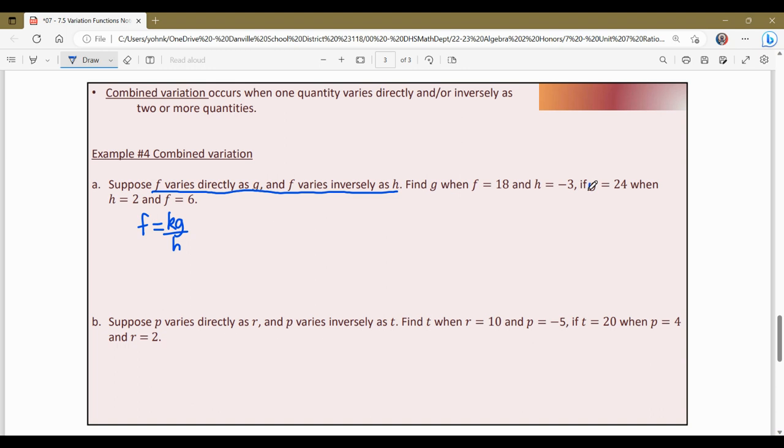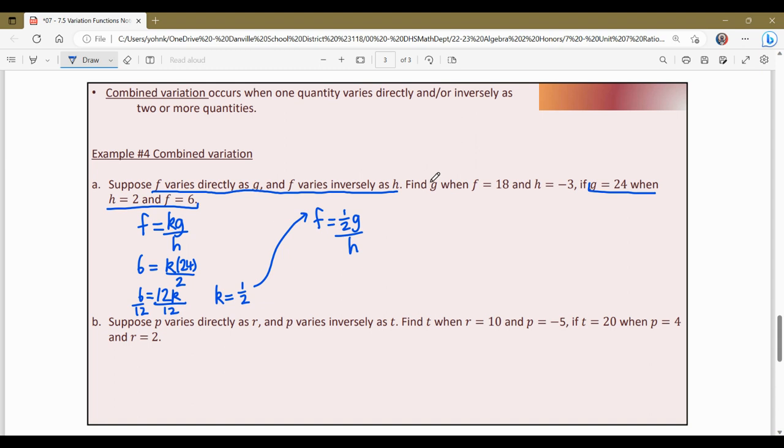Looks like the second half of my sentence is going to help me find my k. So my f is 6 equals k times g, which is 24, over h, which is 2. So now I can either multiply both sides by 2, or I can simplify the right side and get 6 equals, well, 24 divided by 2 is 12k. Divide both sides by 12, and I get k equals 1/2. It's kind of weird that you get a fraction, but it's totally fine. F equals 1/2 g over h.